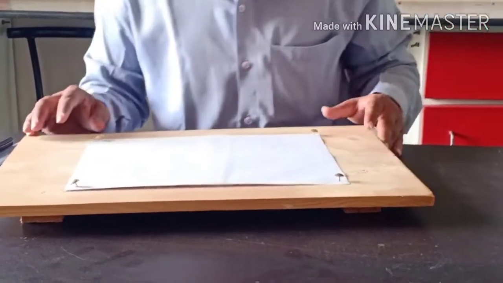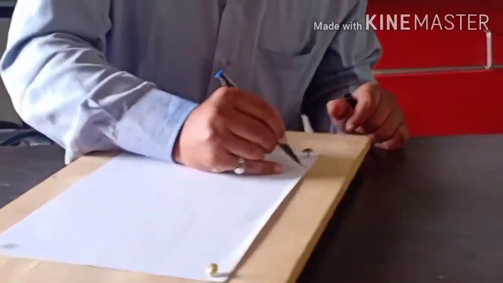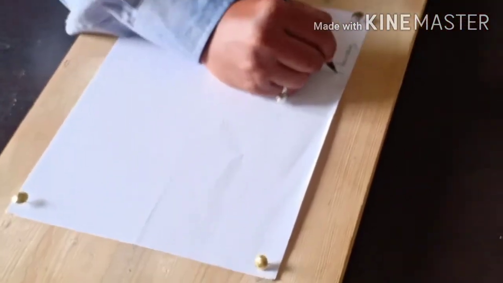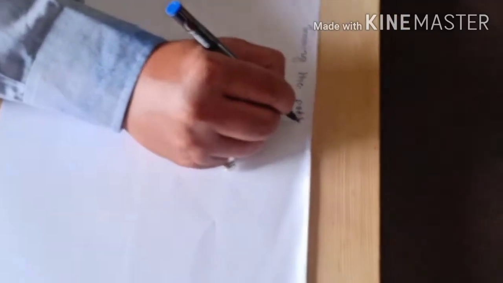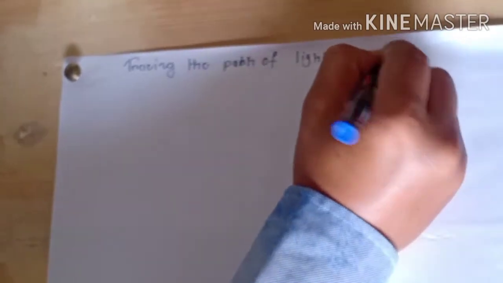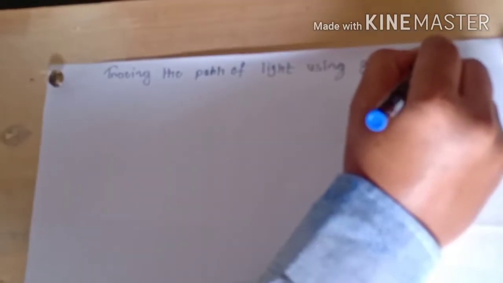Okay. So dear students, after fixing these pages, I am mentioning the name of the experiment here. See. Tracing the path of light using glass prism. Okay, this is our experiment, tracing the path of light using glass prism.